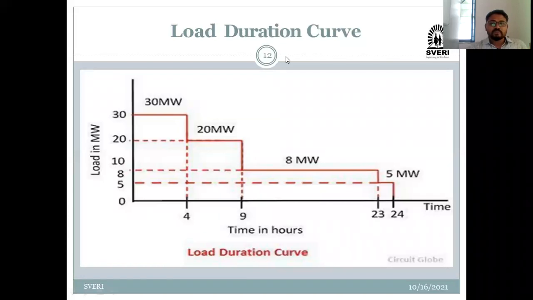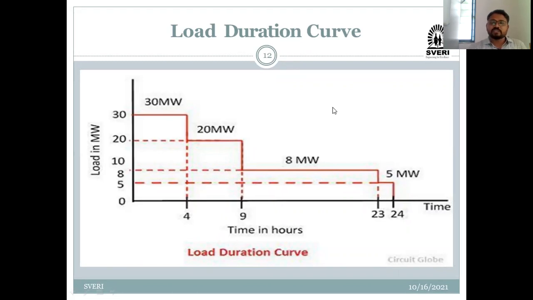Many times, whenever the external exam is there, not this Power System 1 external exam, but whenever the Power System 2 external exam is there, they will 101% ask you what is the difference between load curve and load duration curve. At that time you should be able to tell the difference. Okay, so this is a very important point.